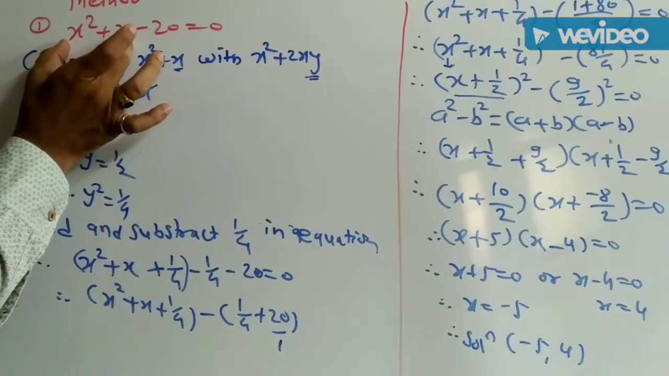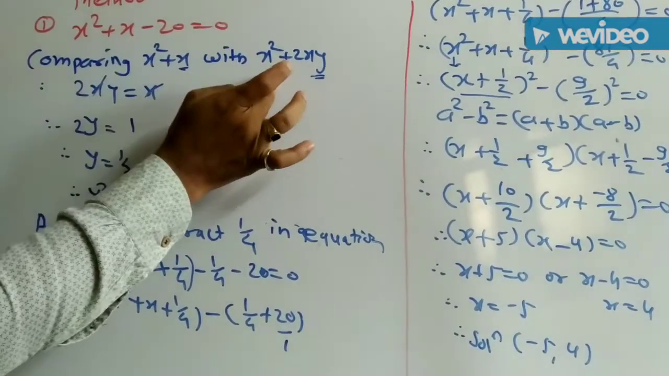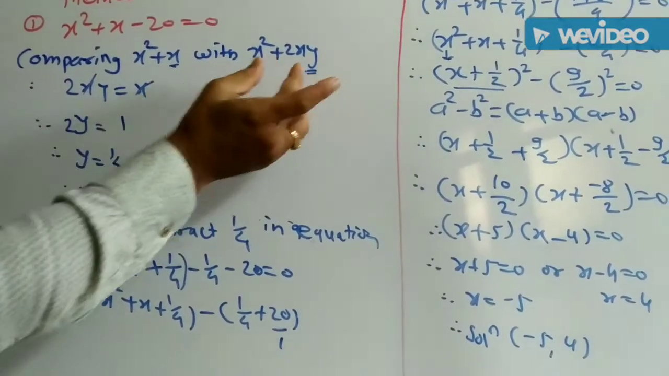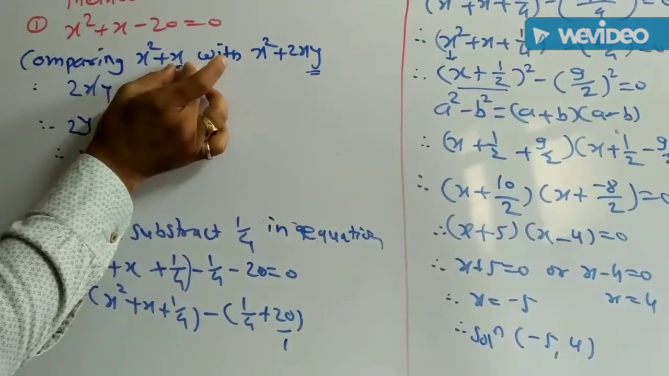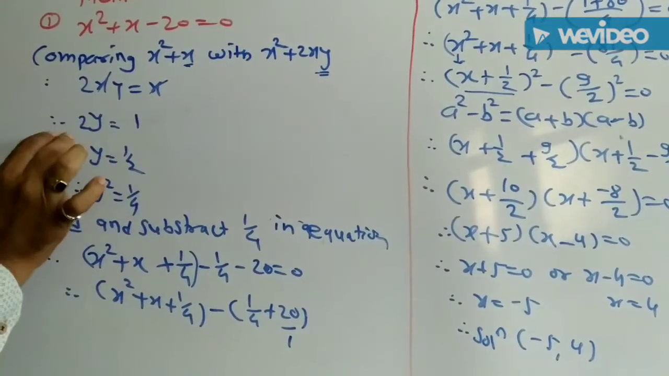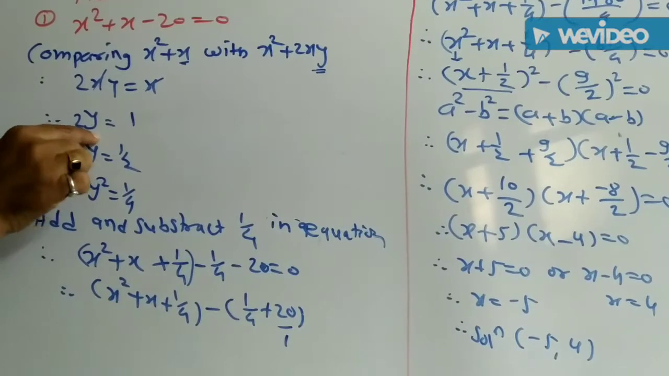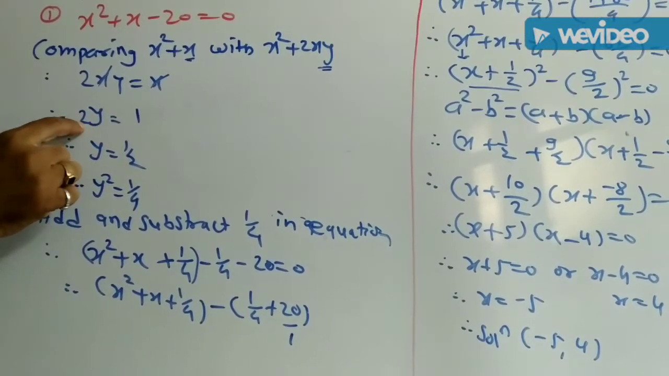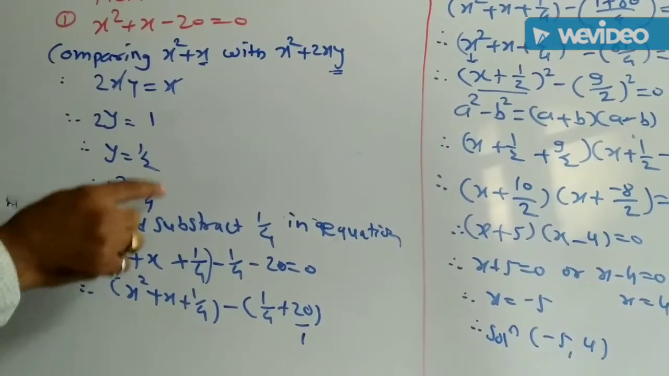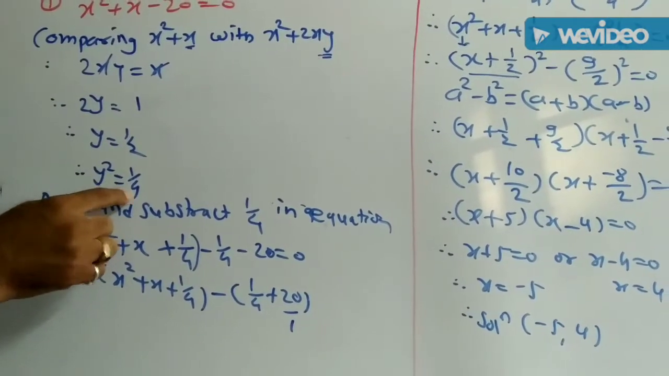Comparing the first two terms of the LHS, x square plus x, with the term x square plus 2xy to find the third term. Now compare the second term of that equation. 2xy is equal to x, x gets cancelled, 2y is equal to 1. To find the value of the third term, that is y, multiplied 2 gets converted to division, y is equal to 1 half. On squaring, y square is equal to 1 upon 4.